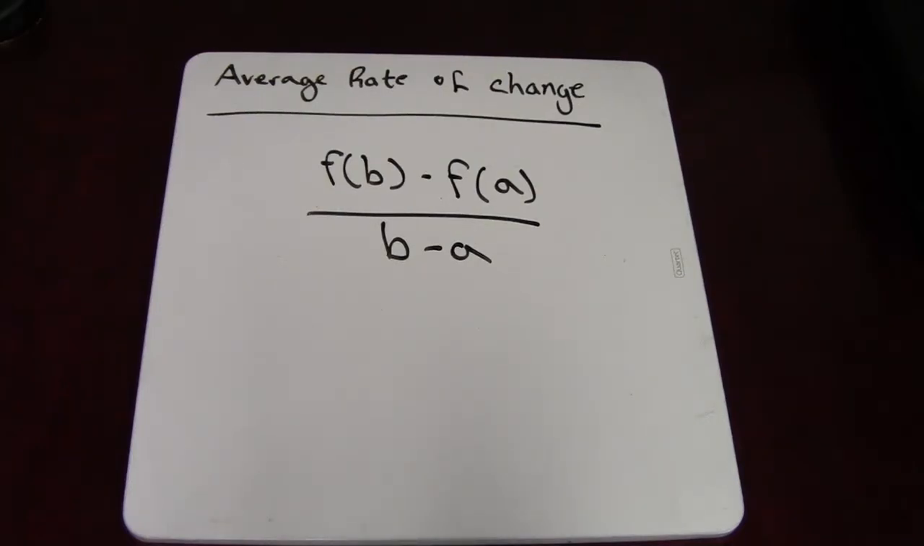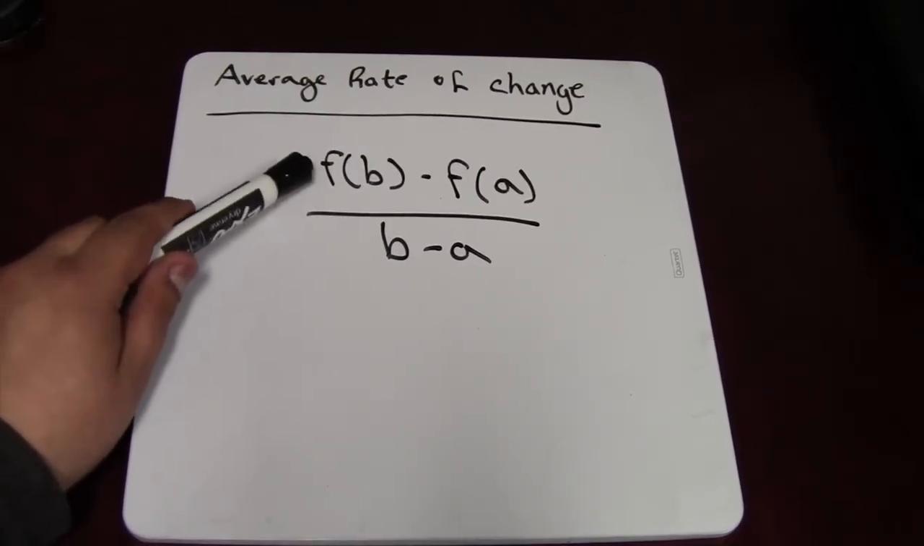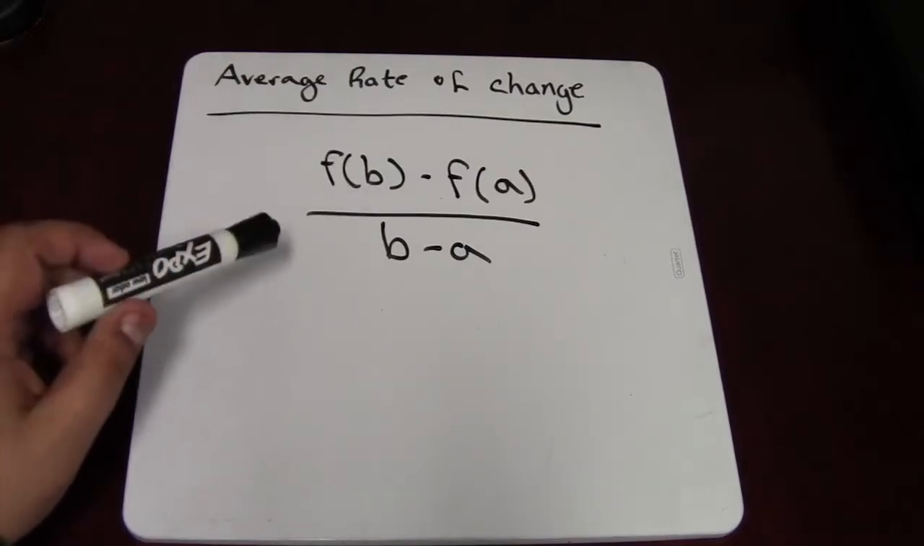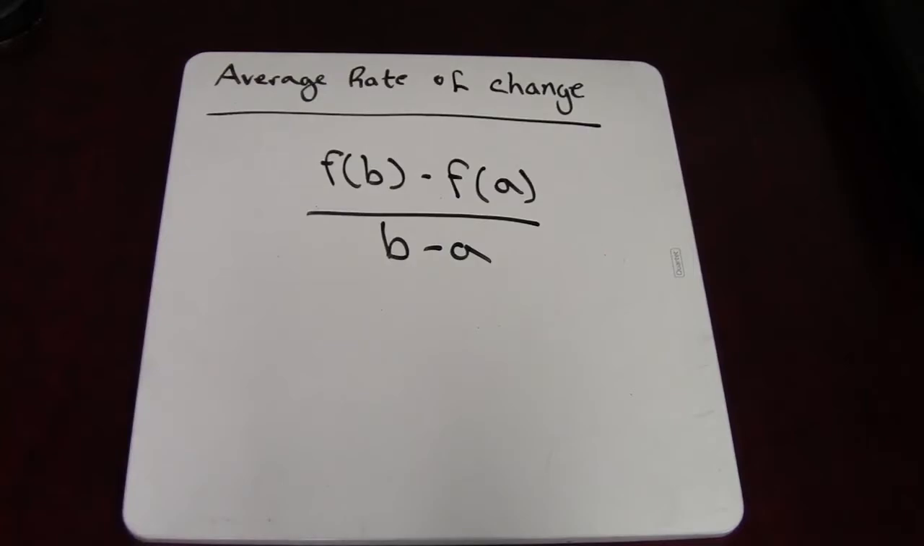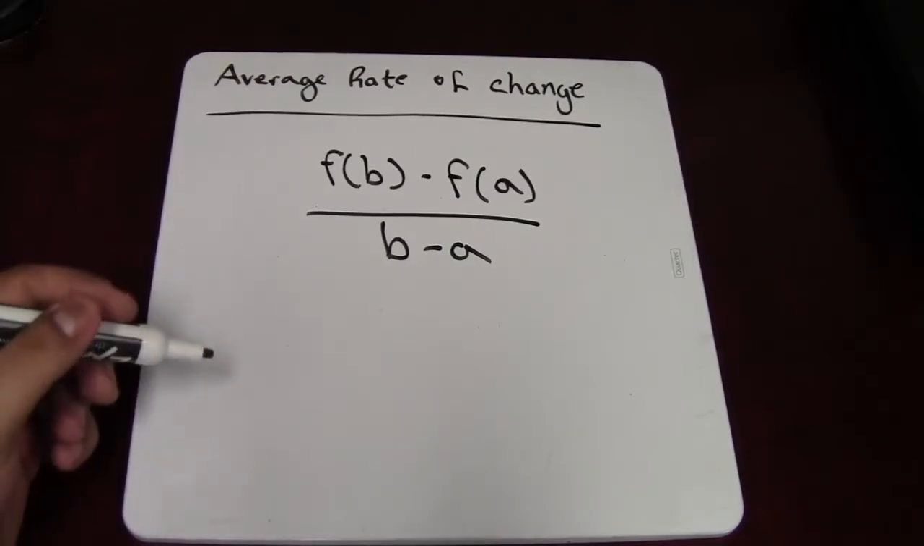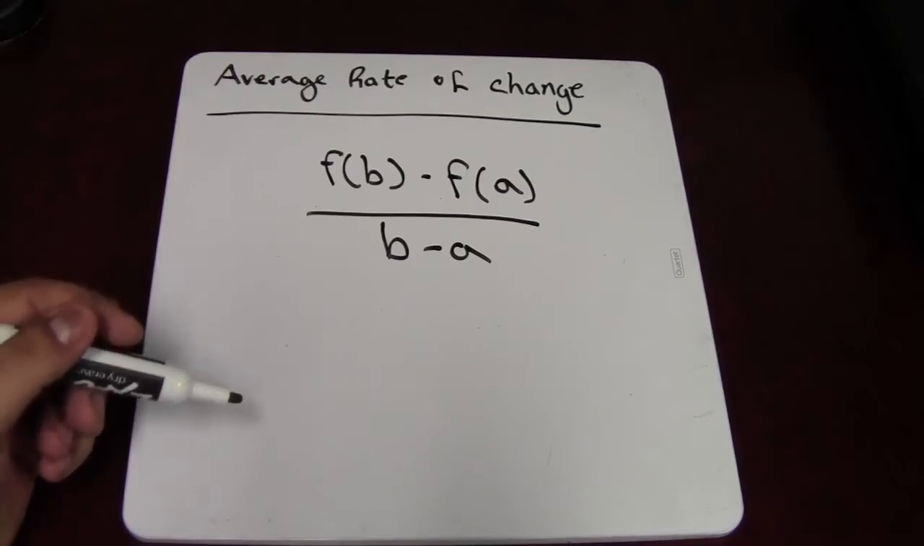Hello everybody. I wanted to go over the average rate of change. As you can see on the board here, this is the formula for an average rate of change, f of b minus f of a all over b minus a. Now, this is very similar, in fact it's exactly the same thing as finding the slope of a line.